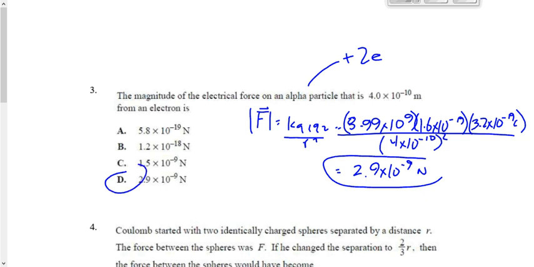Okay, how many people are doing the EE thing now? Okay, don't do the times 10 to the whatever thing. Do the EE thing.